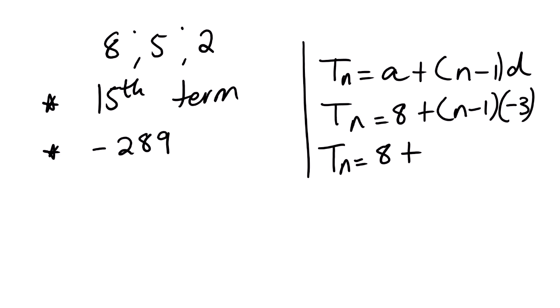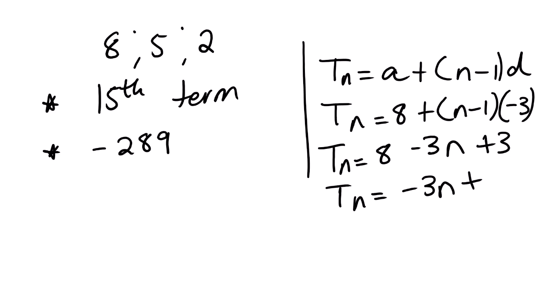Negative 3 multiplied by n is negative 3n. Negative 3 multiplied by negative 1 is positive 3. Tn is equal to negative 3n plus 11.